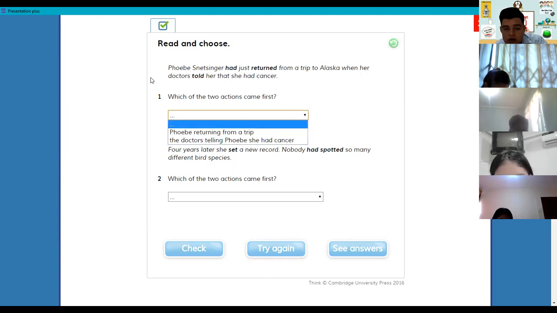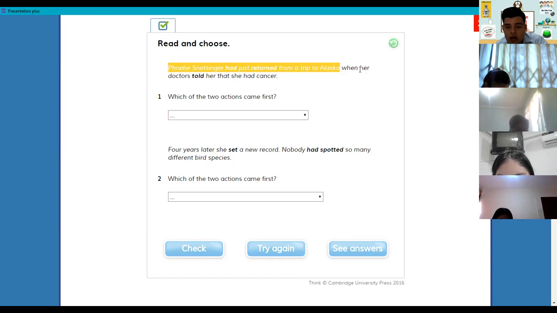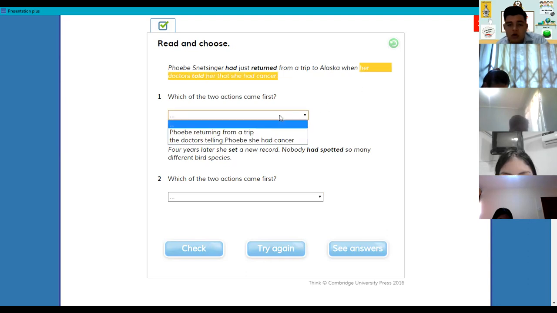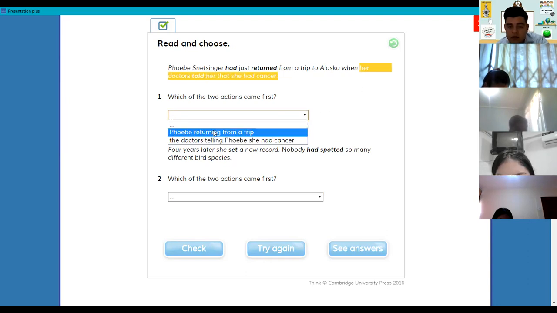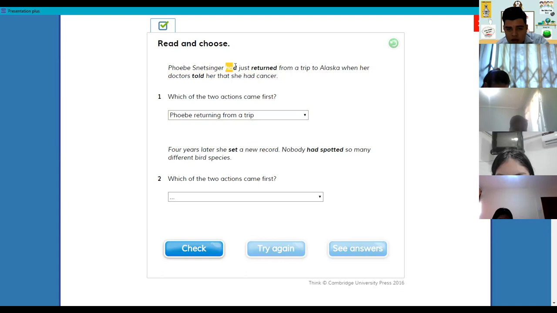Then, when her doctors told her that she had cancer. So this sentence happened first, then this action. So which of the two actions came first? She returning from a trip, because she had just returned. Always, if you see had and then the verb in past participle, you have to understand that this action occurred or happened first.